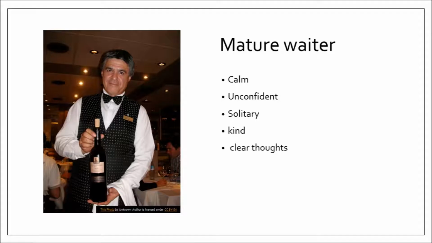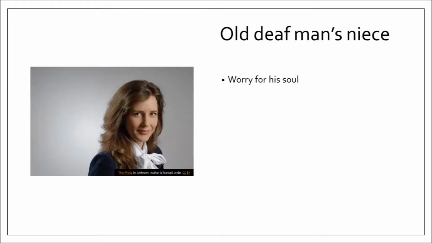The third character is the mature waiter. He is the opposite of his partner because he's calm, he's unconfident, he's a little bit shy. He also lives solitary like the old deaf man, but is kind and has clear thoughts. Well, clear thoughts because he understands that what the old deaf man is living will have to be lived by him. And finally, as I already told you, the fourth character, the old deaf man's niece, is optional because some critics stated that they don't know if she was worried for his soul, I mean her uncle's soul, but hers.